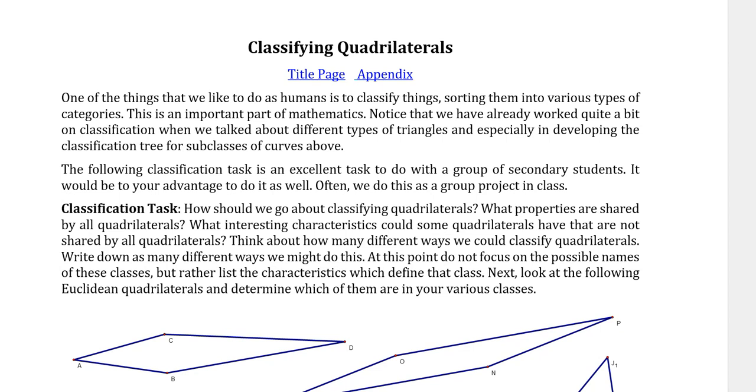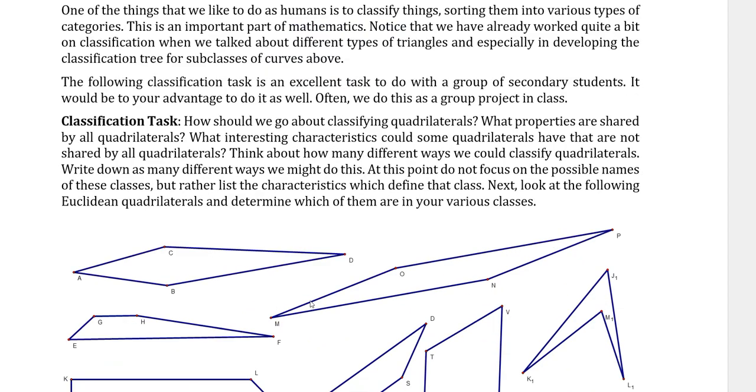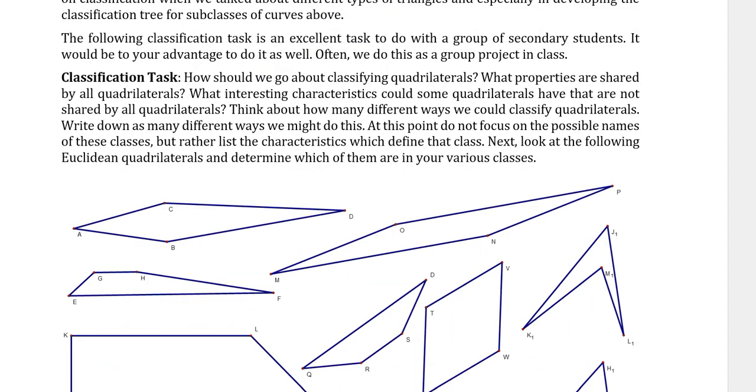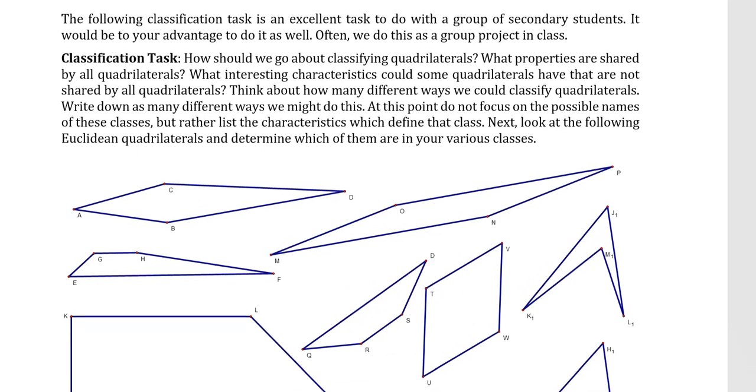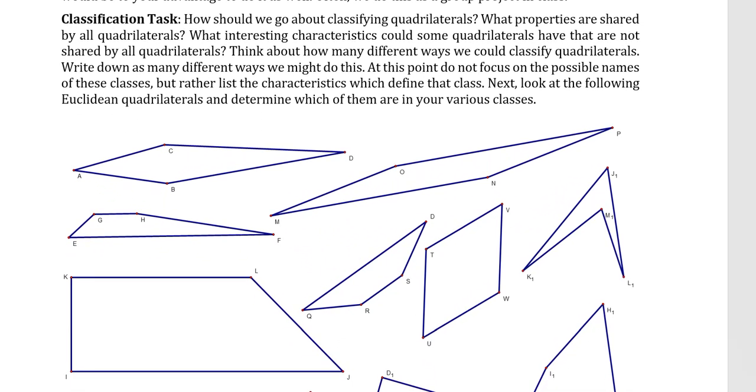The following classification task is an excellent class to do with a group of high school students or junior high students. It could be to your advantage to do it as well. So oftentimes I do this as a group project in class. But if you haven't done this yet, here's what I'd like you to do. See if you can think about this. How should we go about classifying different types of quadrilaterals?